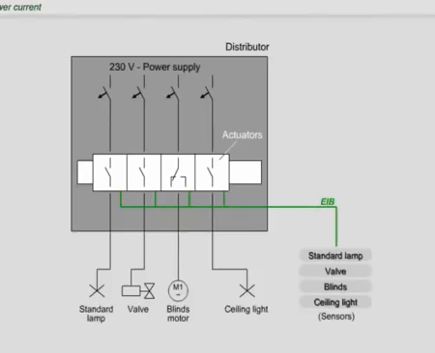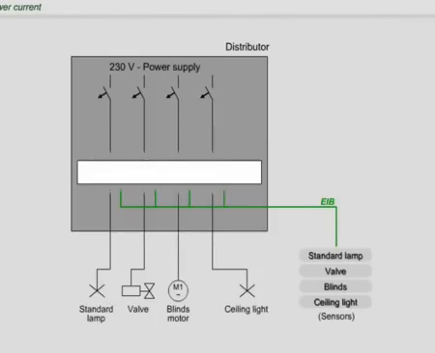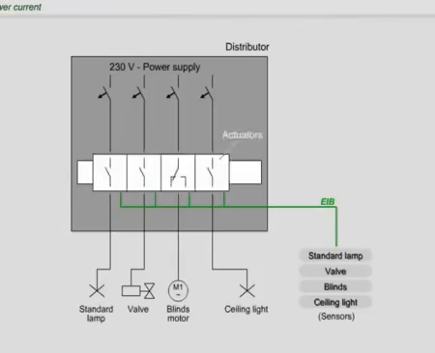Although bus technology is applied, the use of power current, which is still responsible for the main part of the electrical work, is necessary. The power current is switched, for example, by actuators in the distributor, comparable with remote-controlled relays. In principle, the wiring is very simple and well structured.